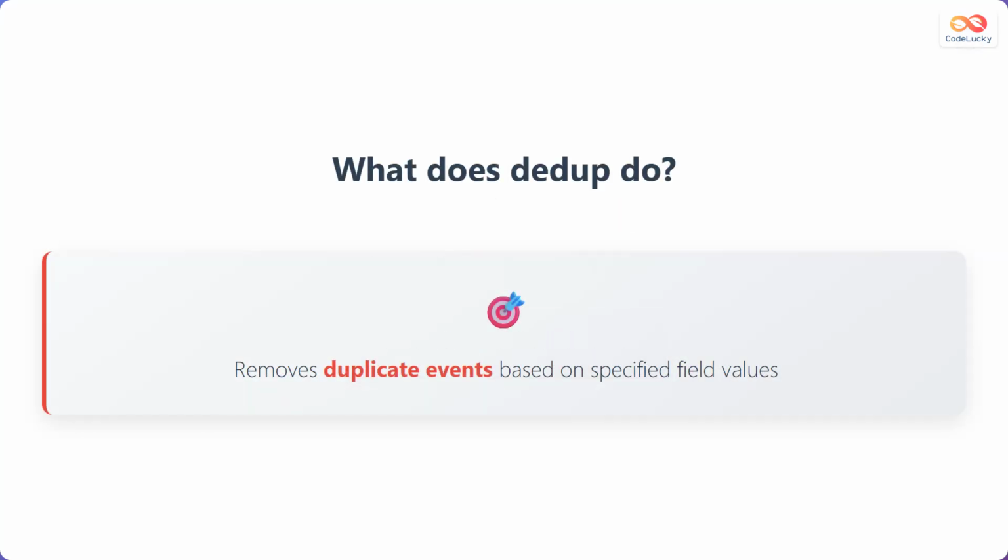The primary purpose of the dedup command is to eliminate duplicate events from your search results. It works by examining the values in specified fields and removing events that have identical combinations of those field values. This is particularly useful when dealing with log data, network traffic, or any scenario where the same event might be recorded multiple times. By removing these duplicates, you can get a cleaner, more accurate view of your data.